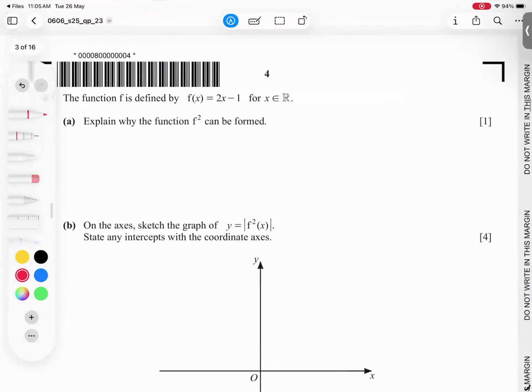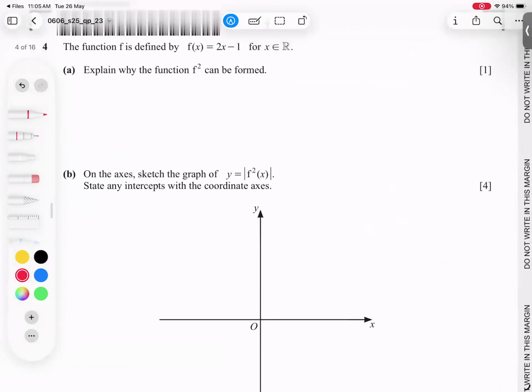Question number 4. He's saying the function is this, given x belongs to real numbers. Real numbers means all numbers, rational and irrational, decimals, all numbers. Okay, explain why f squared can be formed. So we will write a statement, only one small statement.